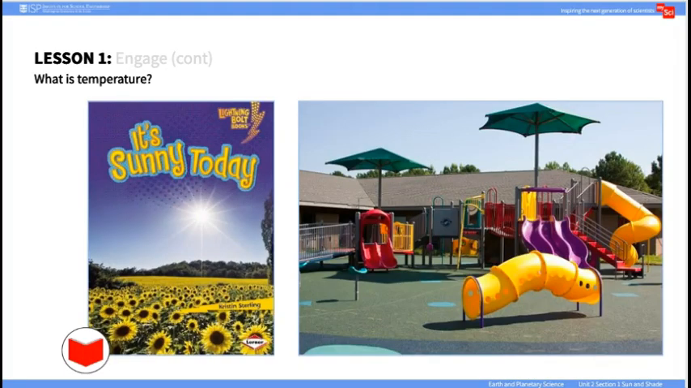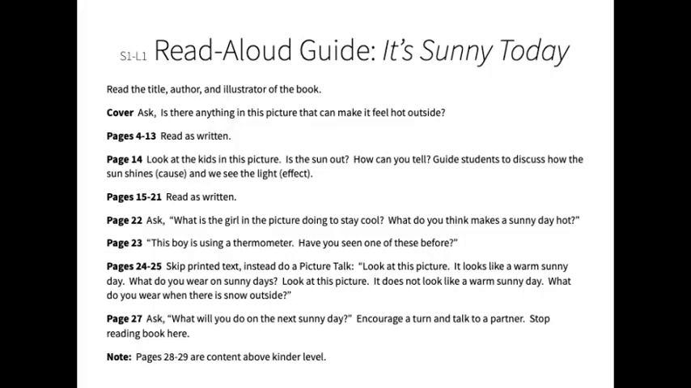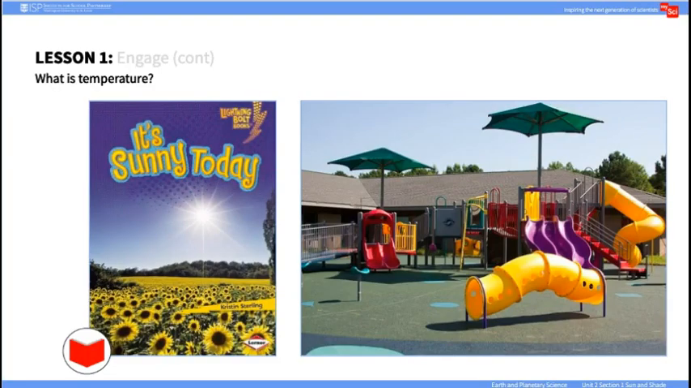Next, read aloud the book, It's Sunny Today. The read aloud guide for this book can be found in the teacher pages. By the end of this book, students should be aware of the relationship between the sun, light, and heat. Then take students on a walk around the playground to consider where sunny and shady spots of the playground are located, how these different areas feel, and what is causing these areas to feel different.